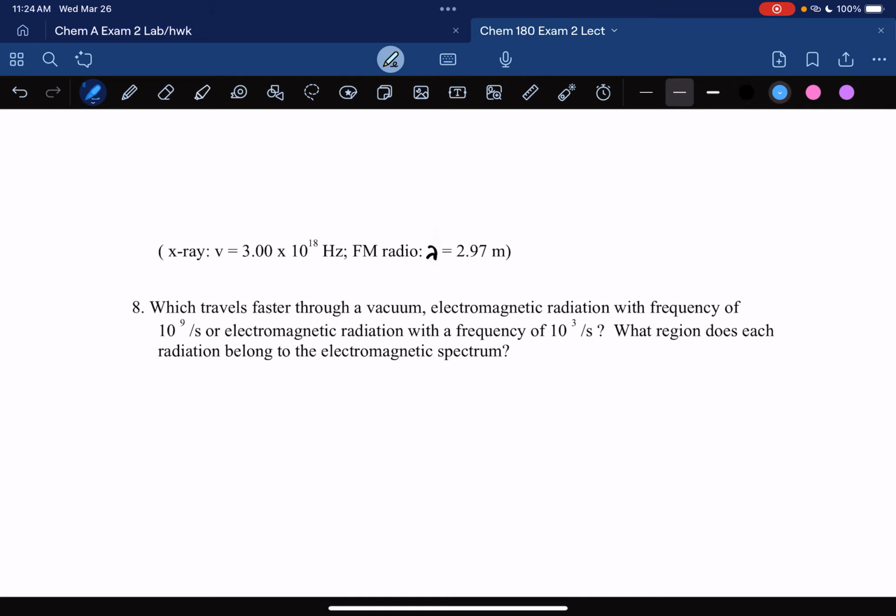Electromagnetic radiation travels at the speed of light. So they all have the same speed, okay? In this case, they travel at 3.0 times 10 to the 8 meters per second. So it's a kind of trick question. What region does each of these radiation belong to? What region out of the whole spectrum? You have to find out what region a frequency equal to this value falls in.